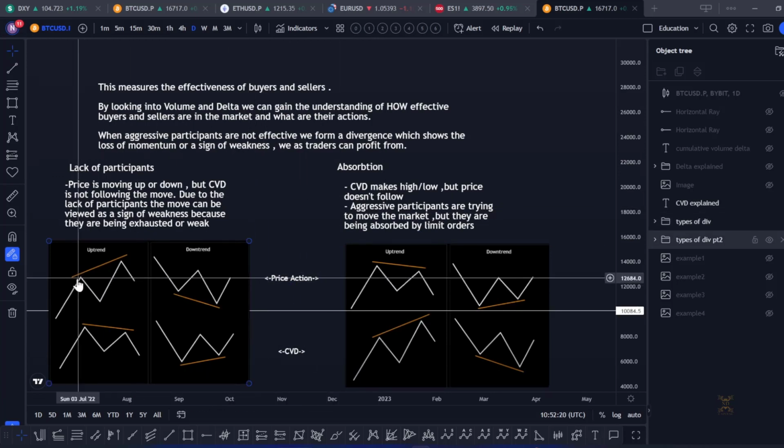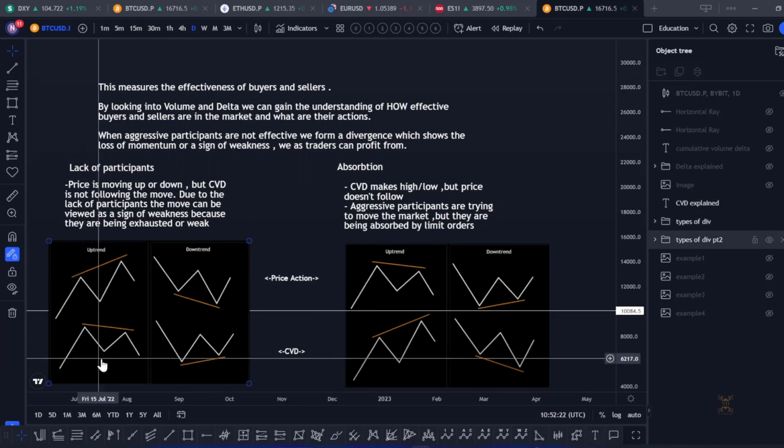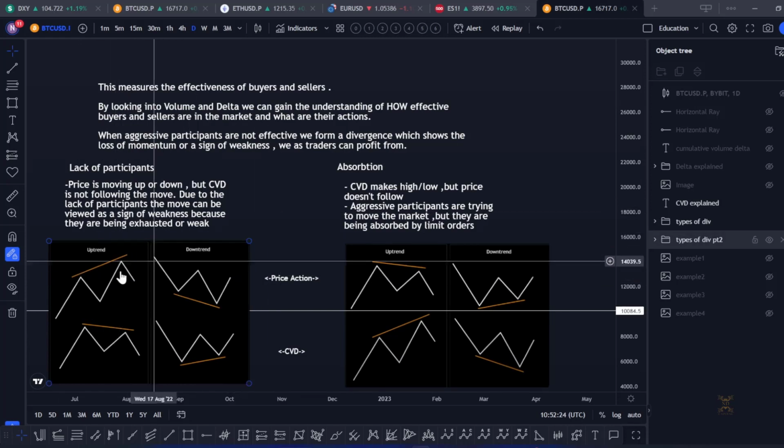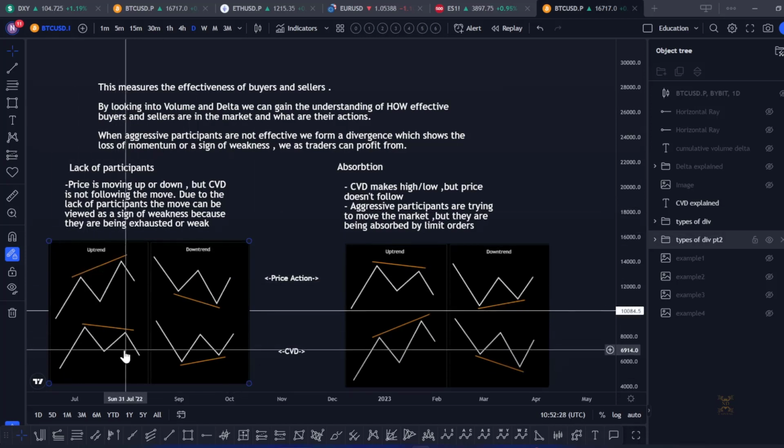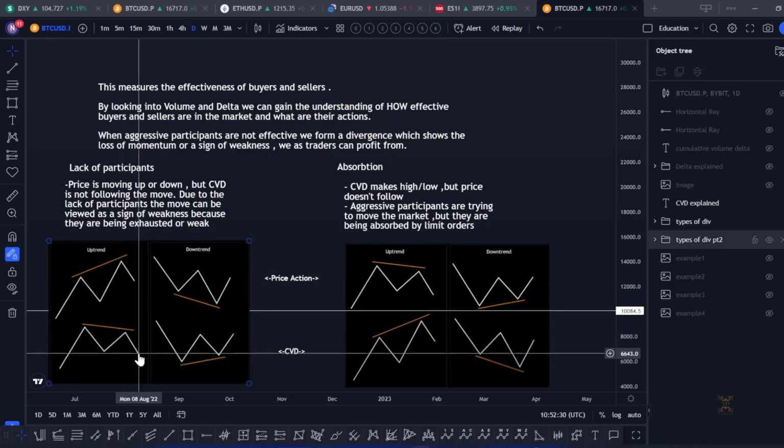at the top you have the price action, and at the bottom you have the CVD as an oscillator. So let's say price is making a higher high, but CVD is not following. CVD is making a lower low. So this means that the people that are moving the market, e.g. the market orders, they're not being effective.